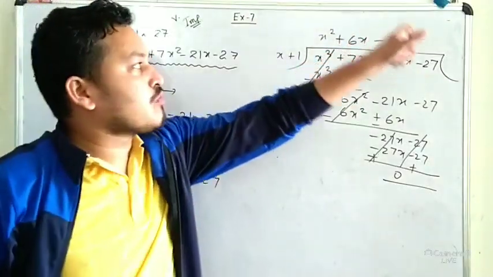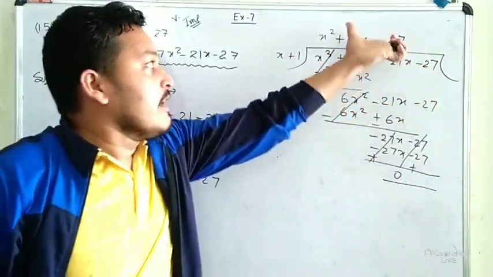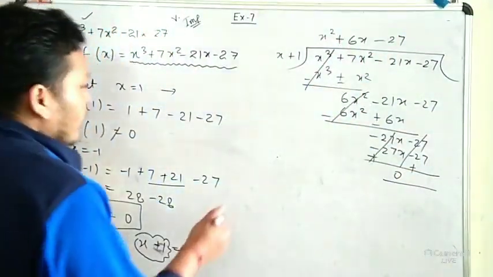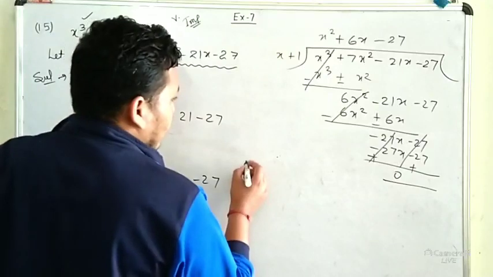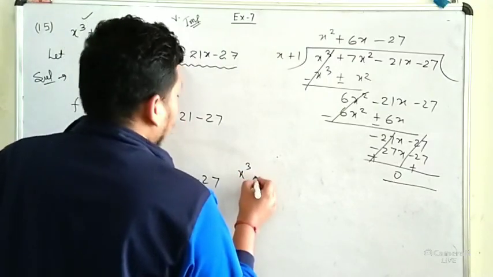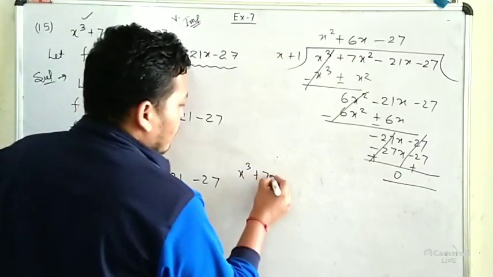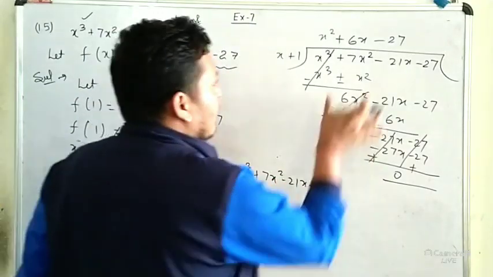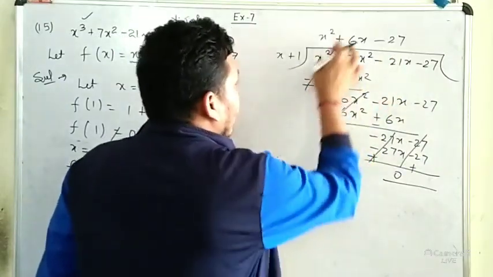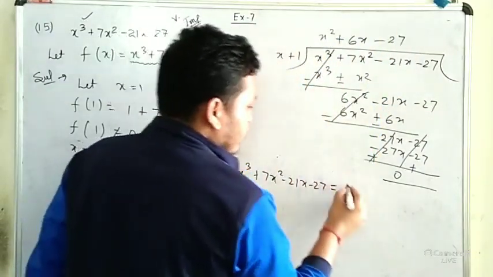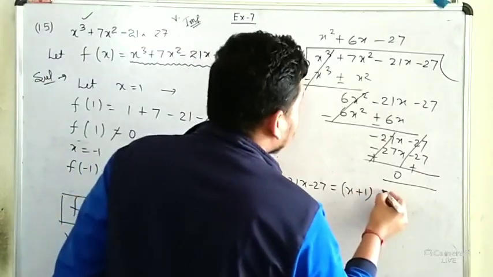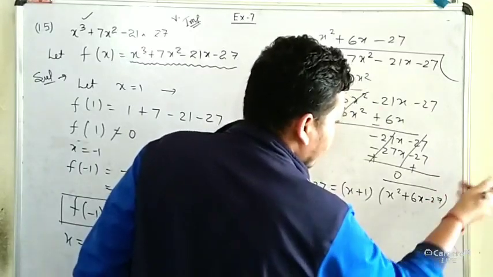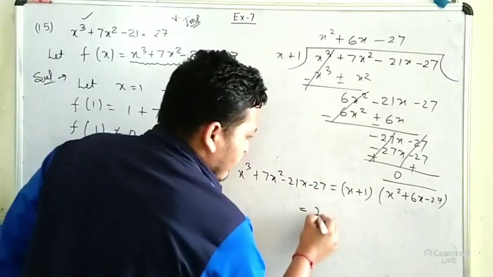The next factor is x square plus 6x minus 27, but it is not completely factorized here, so we have to factorize the given expression further. In the last lecture I already explained this. We can write the dividend x cube plus 7x square minus 21x minus 27 is equal to quotient into divisor, meaning x plus 1 into x square plus 6x minus 27, plus remainder 0 here. So the first factor is x plus 1.